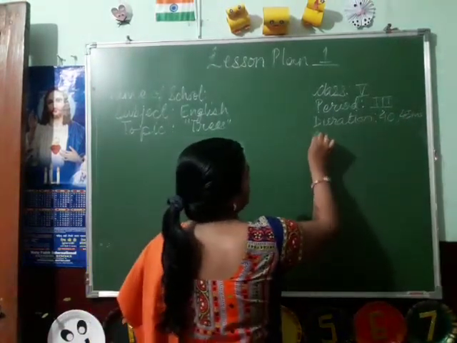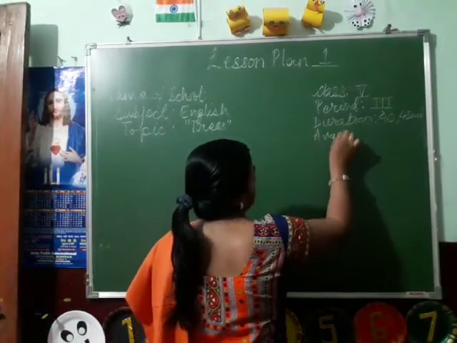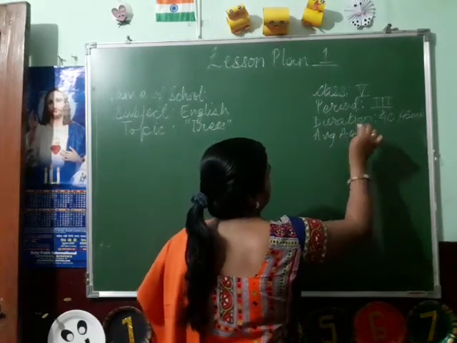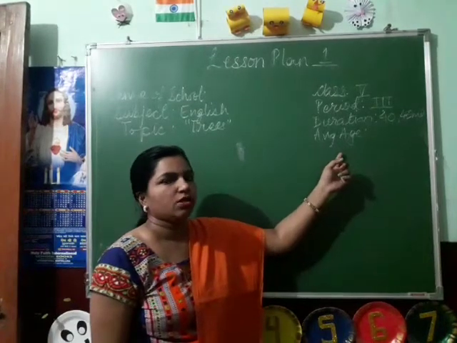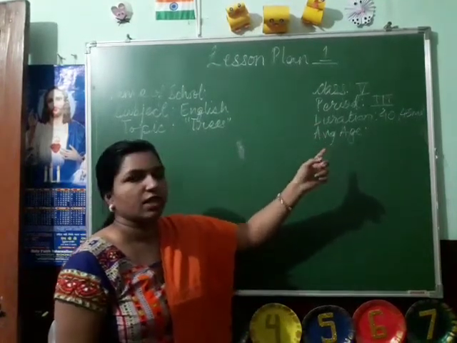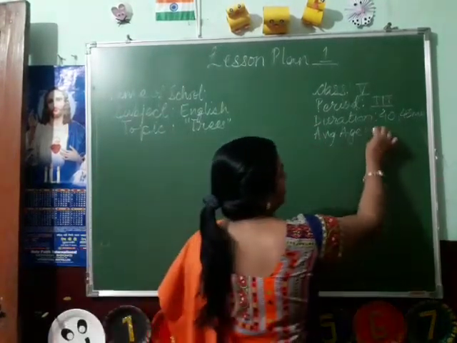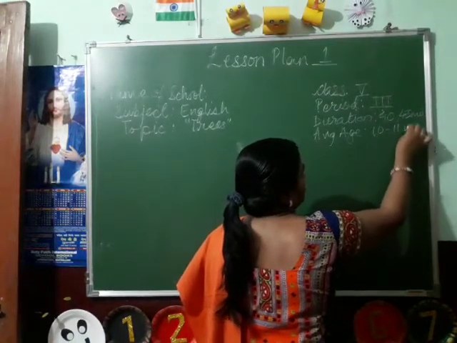And then comes the average age. What is the average age of the students that you are going to teach? Suppose you are going to teach 5th class. So the average age will be 10 to 11 years.